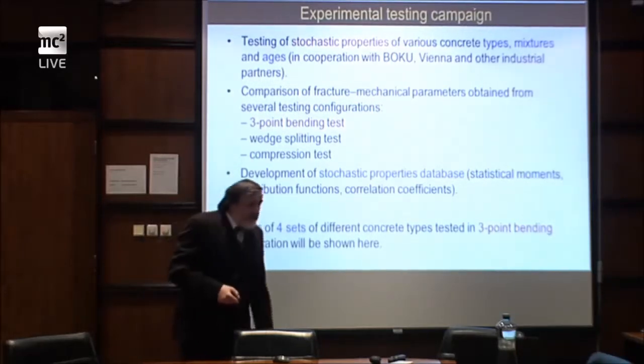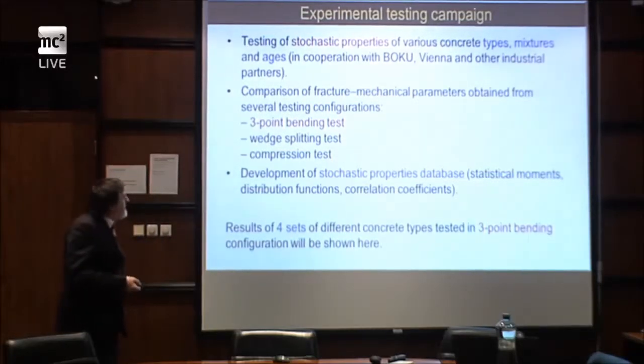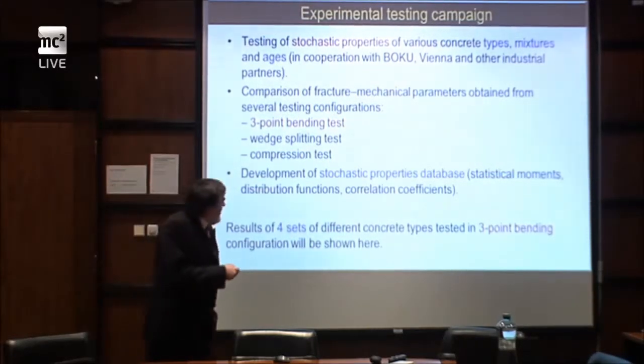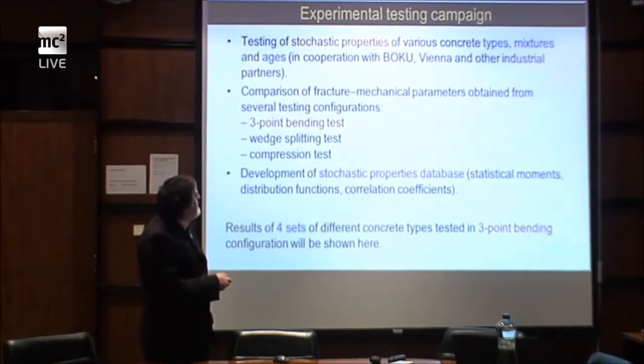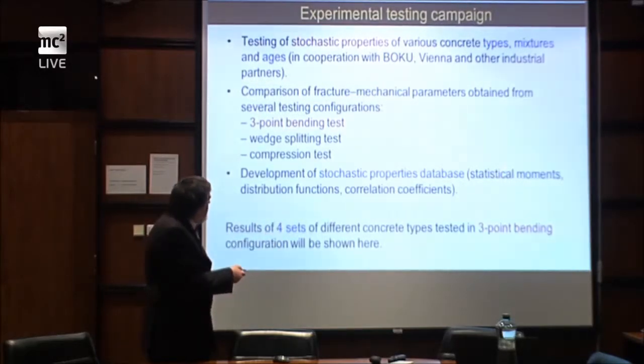The aim was actually to do a comparison of fracture mechanical parameters obtained from several testing configurations. Our laboratory concentrated on the 3-point bending test of notched specimens, but in Vienna wedge splitting was also done. And we are now developing a stochastic property database. So this is just another part of the puzzle, in order to know statistical moments, distribution functions, and correlation coefficients.